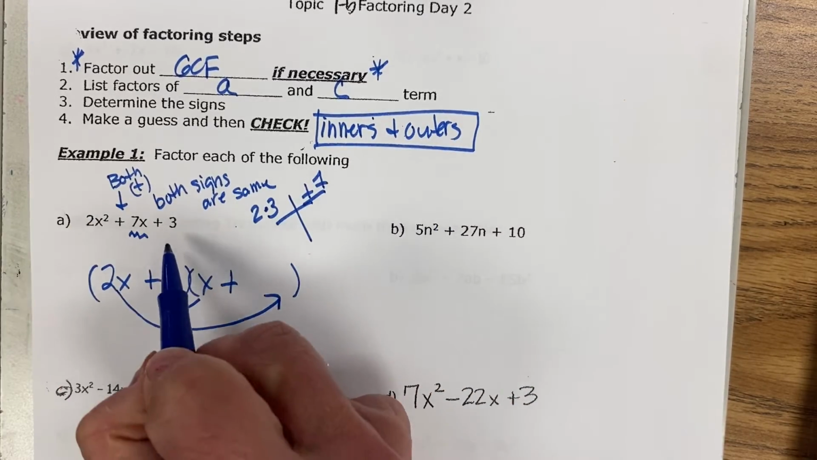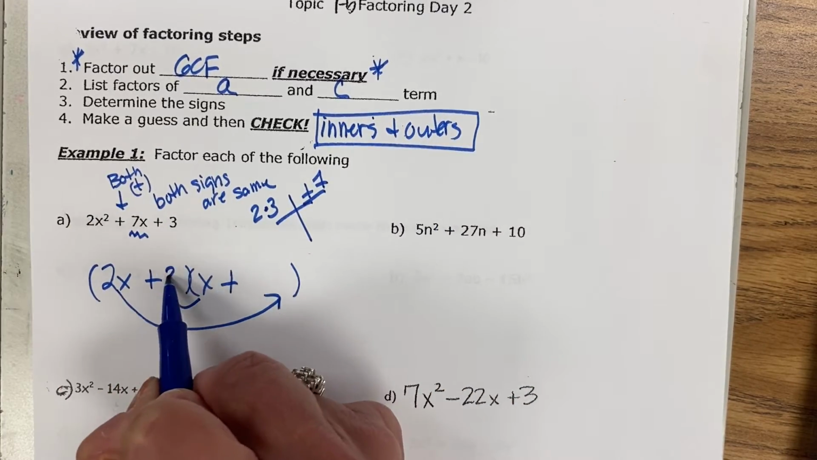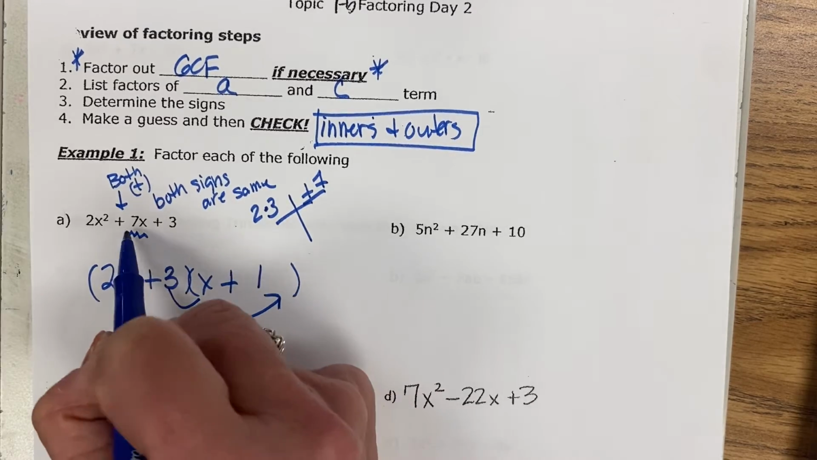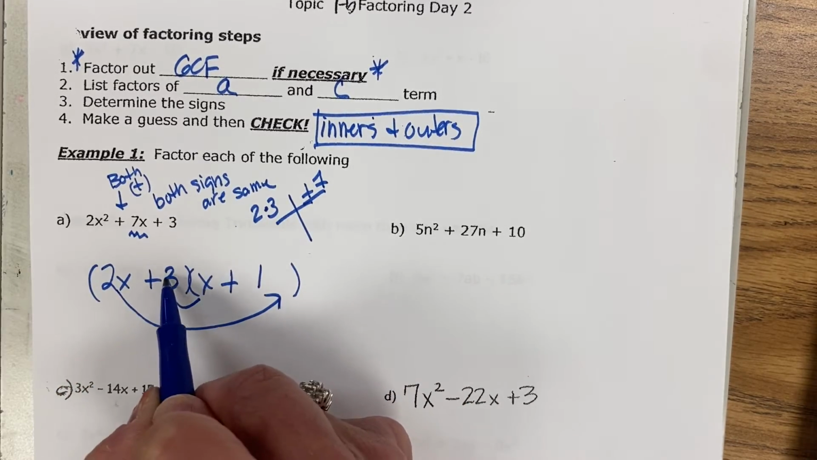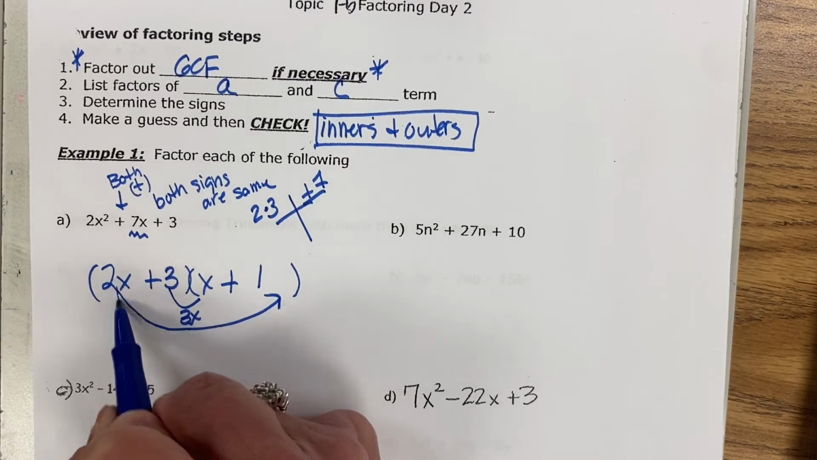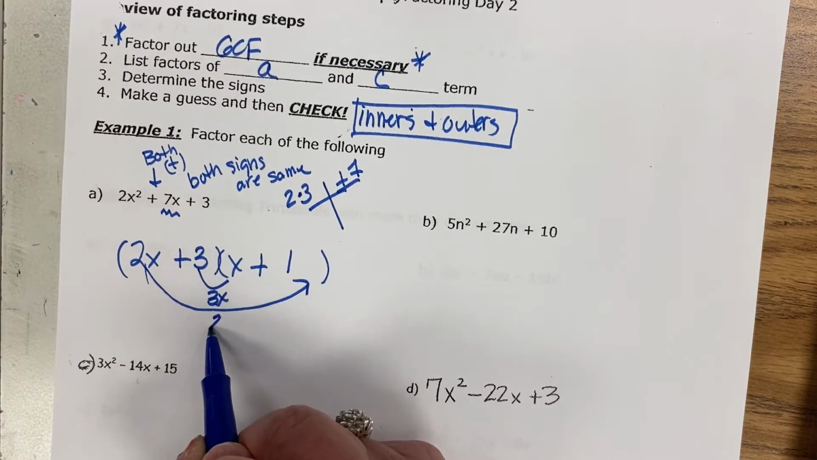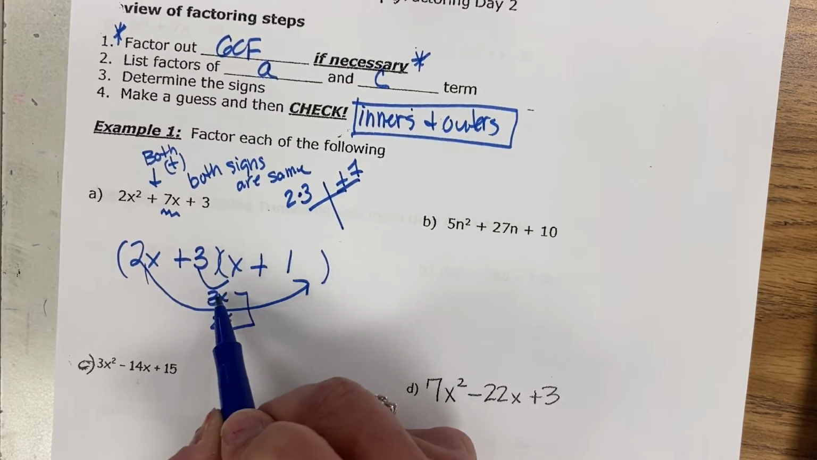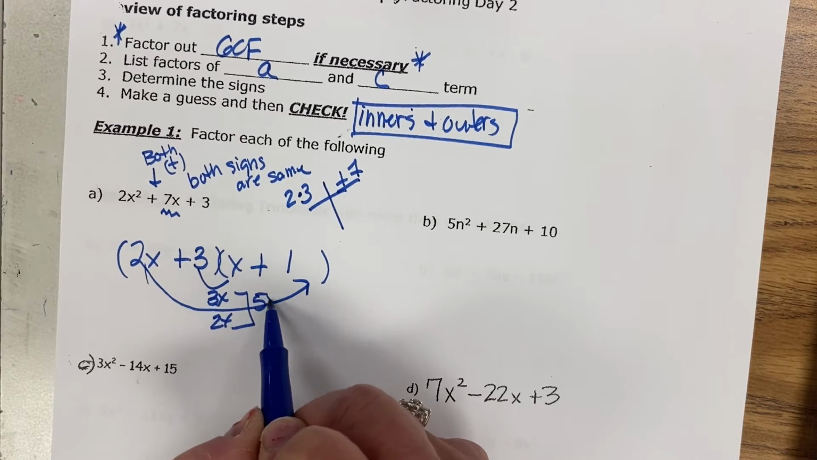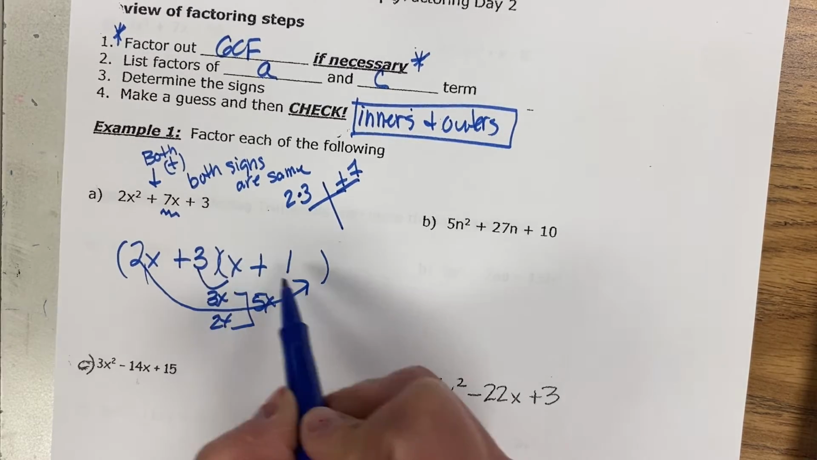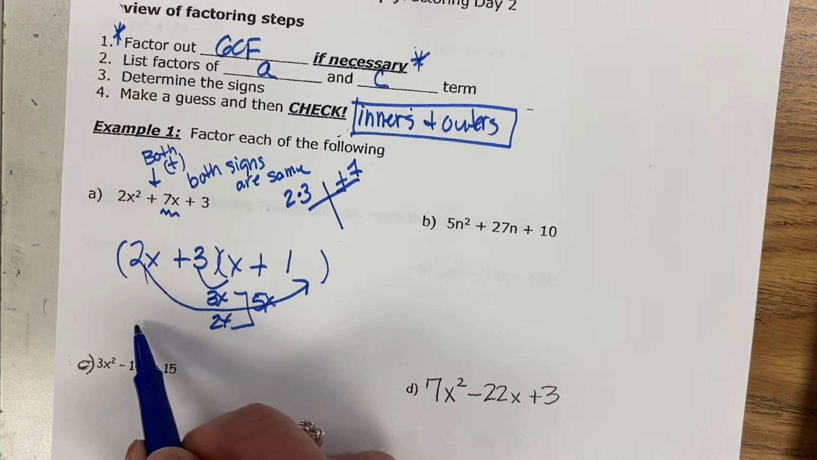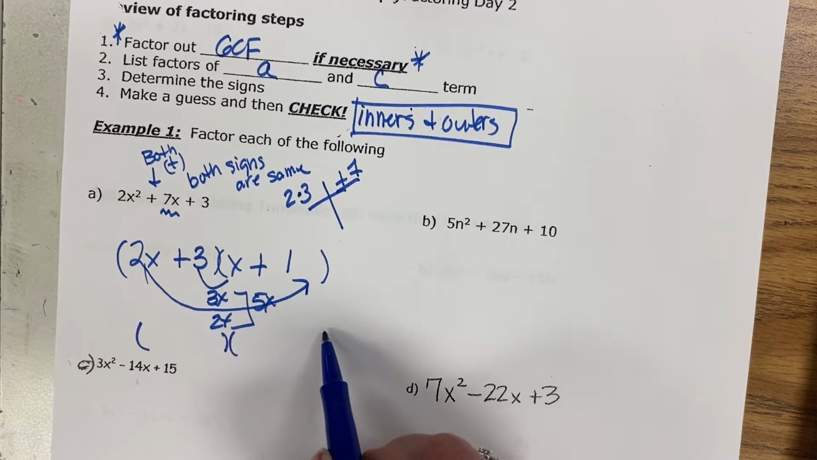Okay, so I can either put the 3 and the 1 here, and my inners and my outers have to add up to 7. So if I do that, this is 3x, and this inner right here is going to be 2x. My outer is 2x, so 3x plus 2x is 5x. So did I choose the right place to put the 3 and the 1? No, I did not. So I have to go back in.